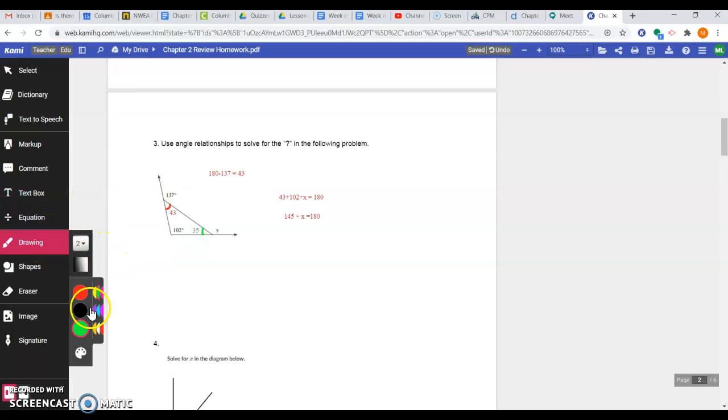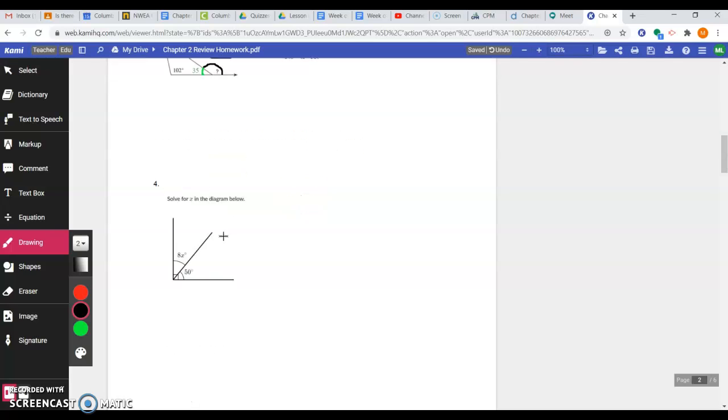Then the last thing we need to do is figure out what that question mark is. Well, the 35 and the question mark create, again, a straight line, so a supplementary relationship. And so you should be able to use the supplementary angles again to find out what that missing angle or the question mark is in that problem. And that would be for number 3.